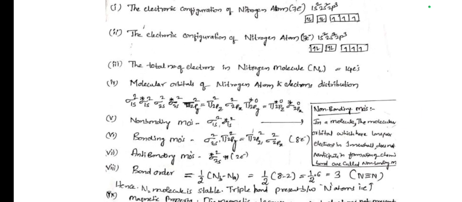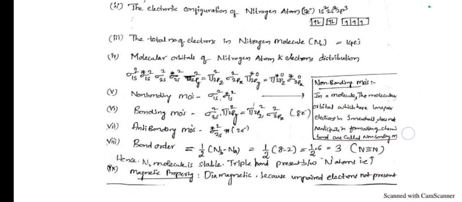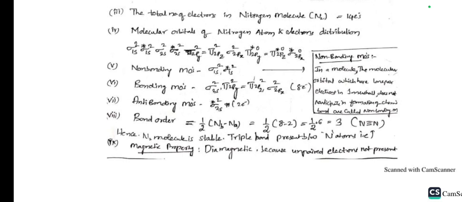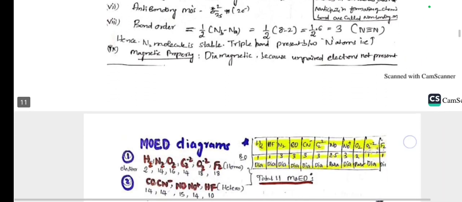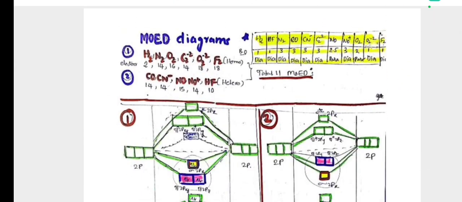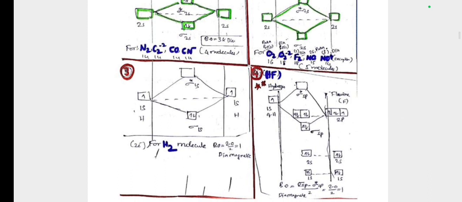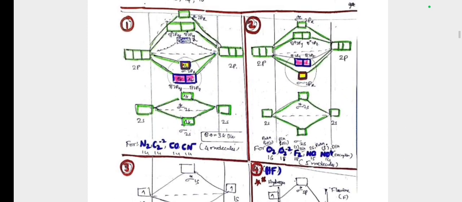First, electronic configuration, total number of electrons, molecular orbitals distribution, calculation of bond order, magnetic property. Okay, so remember these steps only. Total 9 steps. In the exam also you write like this only. We have 10 molecules in our syllabus. Practice all 10. Okay, first and second up to 14, after 14. Hydrogen is very simple. HF is different. Okay, practice this diagram. This is enough. 100% question.